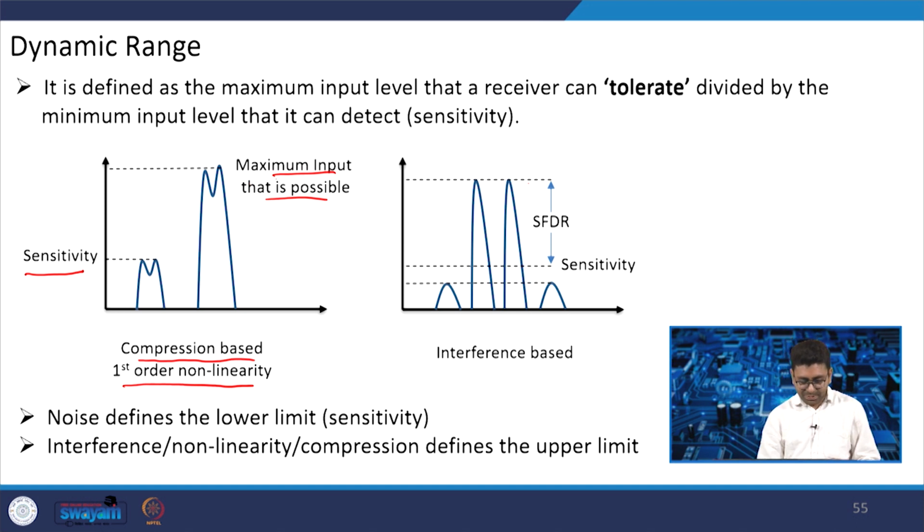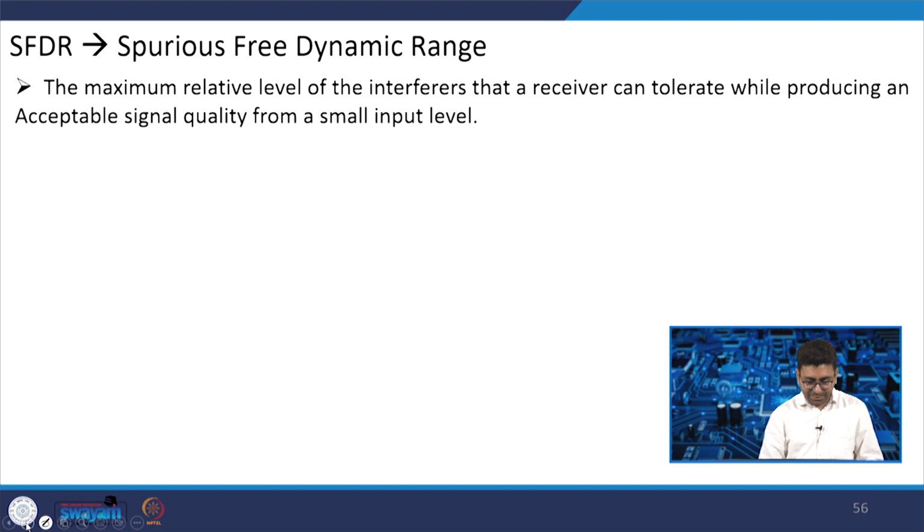So always remember that noise defines the lower limit. That is why noise is important in your RF system, and interference and compression or nonlinearity defines the upper limit. Your upper limit is always defined by the nonlinearity and the lower limit is always defined by the sensitivity, and the difference between the two is called the dynamic range, or the more advanced term, spurious free dynamic range. We will try to define the SFDR also.